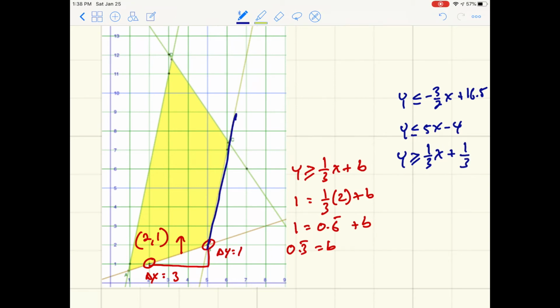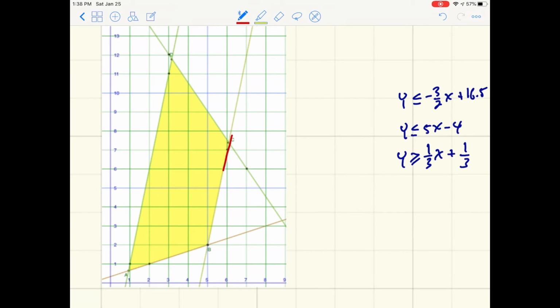Next one, this line here. Now we're looking at this line, and we have 4 lines. This is our last line. We have a nice point there and a nice point here. Our delta x is 1, and our delta y is, we're moving up from 2 to 7, so 5, which makes sense because it's parallel to this one, which we knew was 5. We are on a solid line, and we're shading above. So y is greater than or equal to 5x plus the b value.